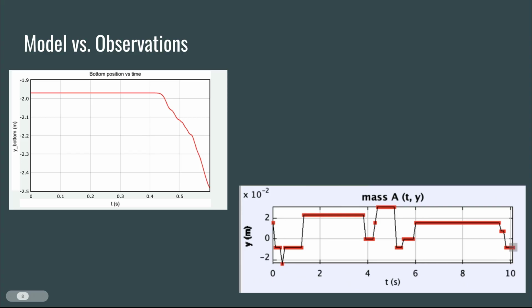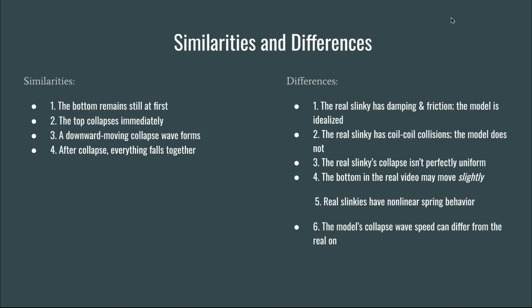So this is my model versus the observations. The one on the upper left is the GlowScript, and the one on the bottom right is Tracker. The similarities were that the bottom remained still at first for both of them. The top collapsed almost immediately. A downward moving collapse wave formed, and after collapsing, everything fell together.